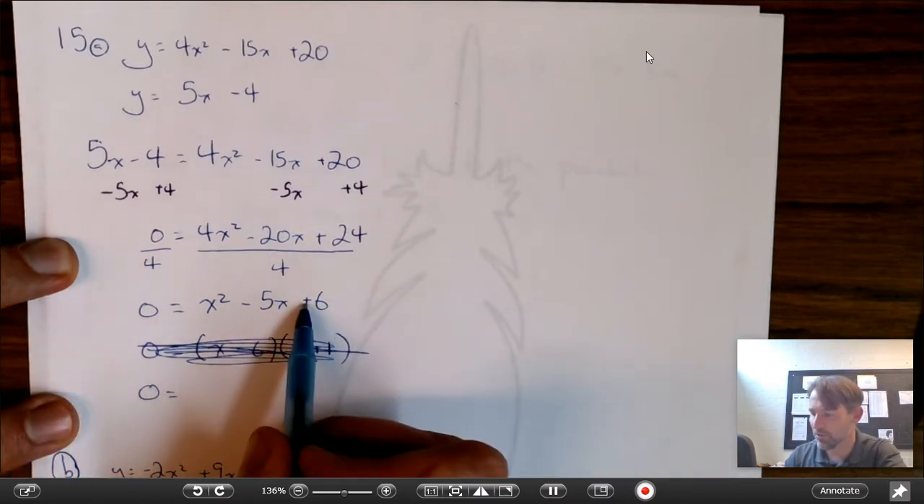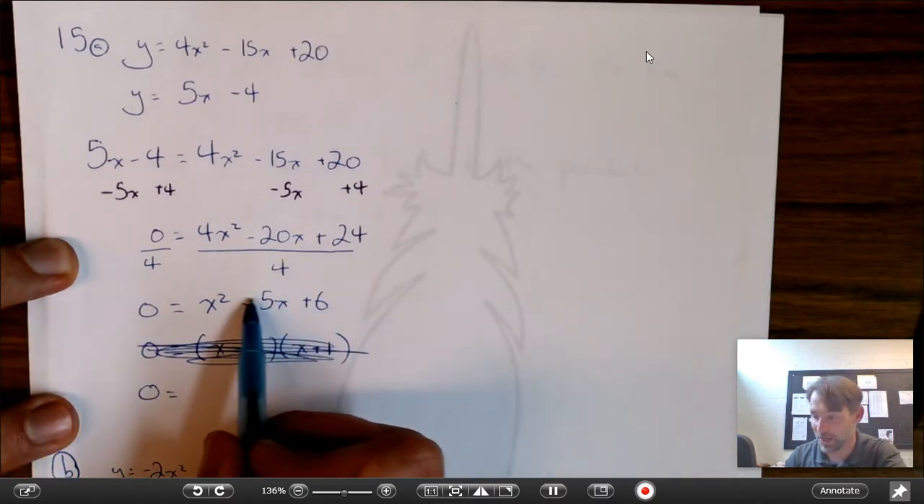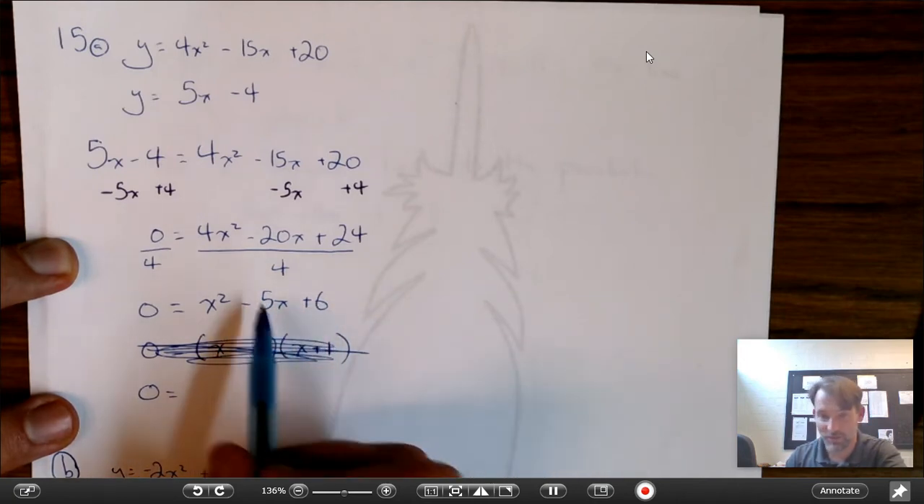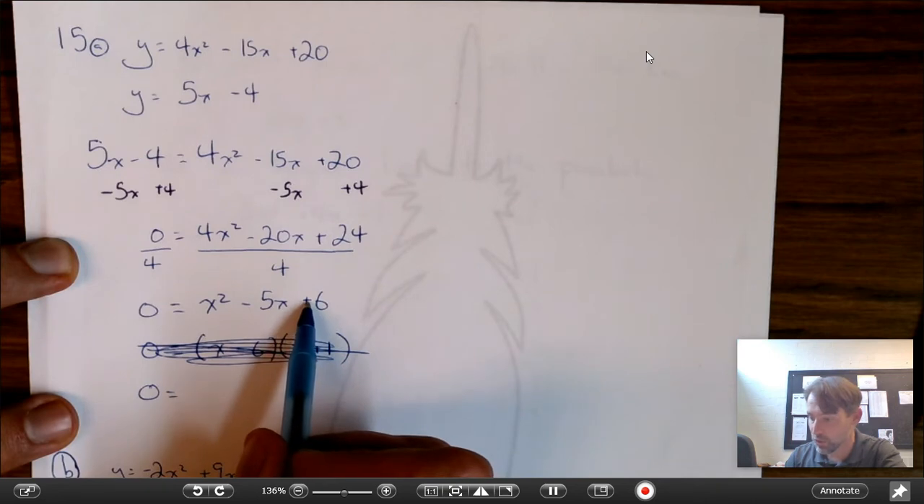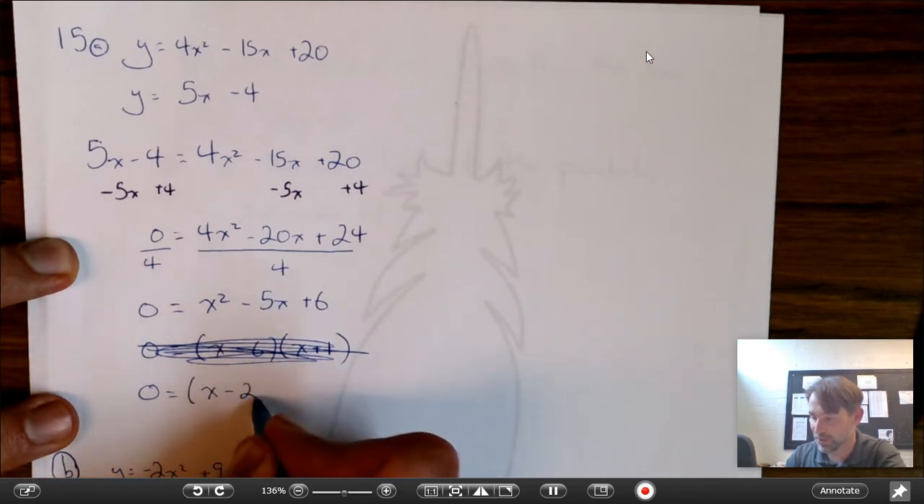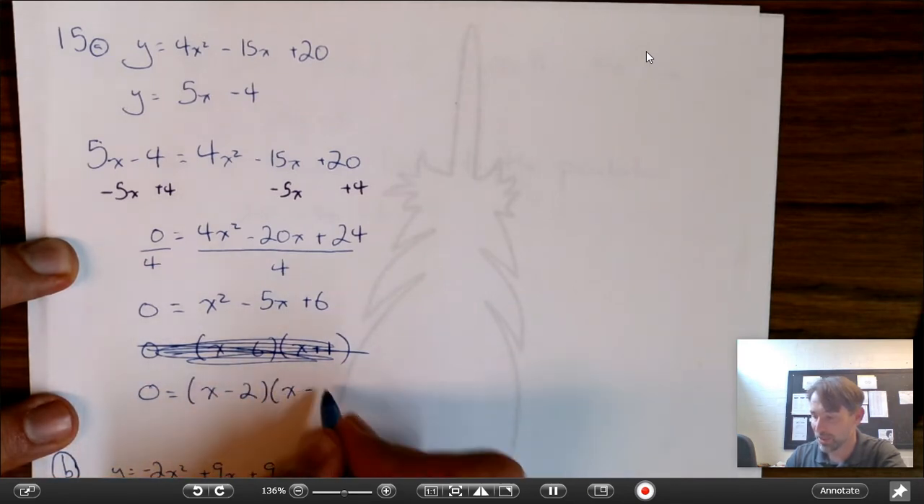0 is equal to, I have a positive here. That means I'm multiplying, but they add to a negative number. So the trick here is when you see positive there and negative there, you're looking for two negative numbers because they multiply to give you something positive, they add to give you something negative. So those numbers are 2 and 3. X minus 2 times x minus 3.